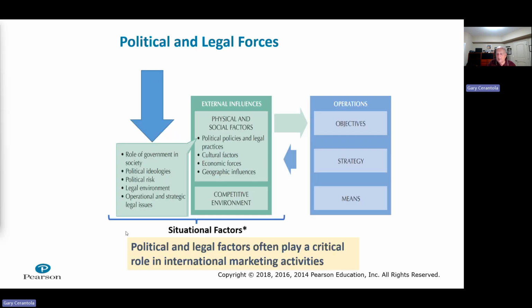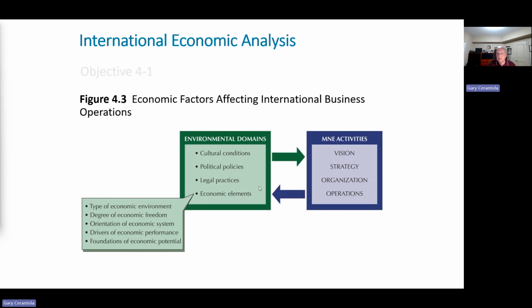Political and legal forces often play a critical role in international marketing. So you need to understand how external influences will impact the type of strategy that you adopt.